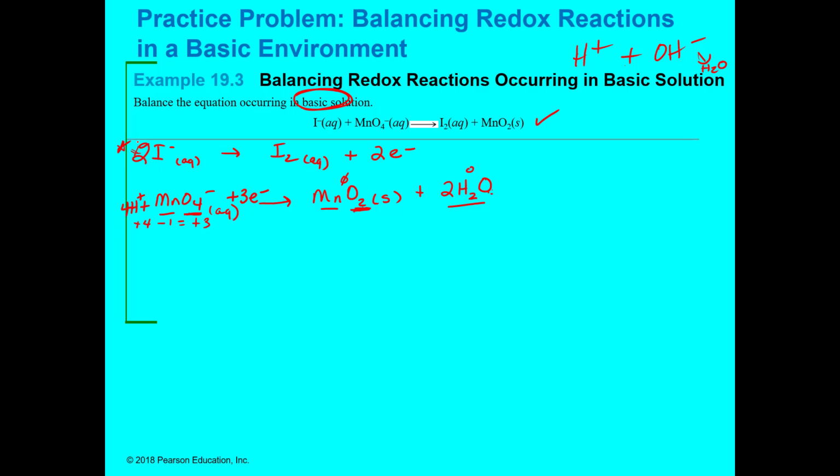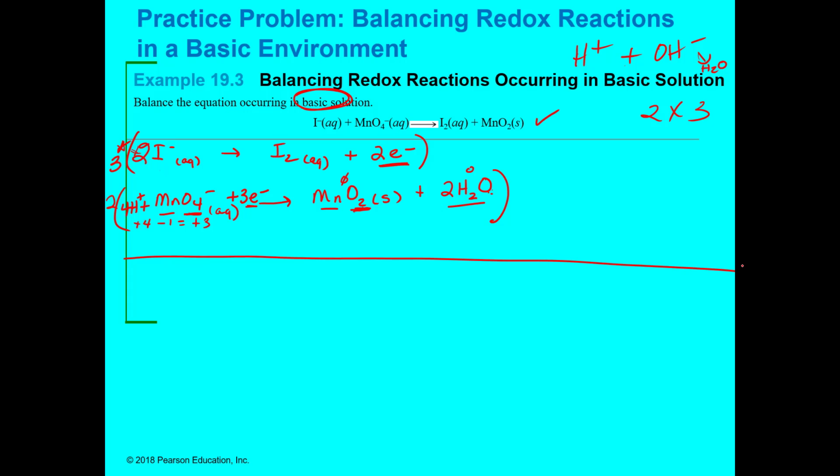Everything's balanced but what? The electrons. Okay, so I have 2 electrons here and 3 electrons here, so that's the 2 times 3 rule. So I'm going to multiply the top one by 3 and the bottom one by 2. And then I'm going to rewrite it.